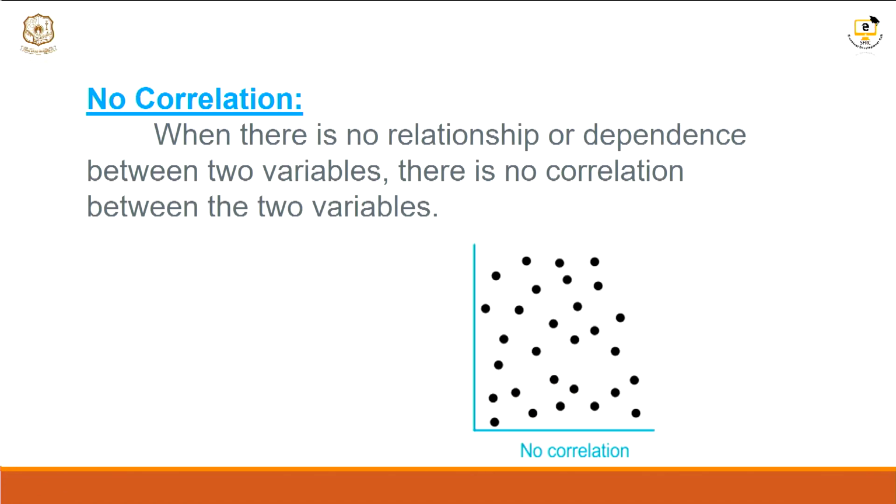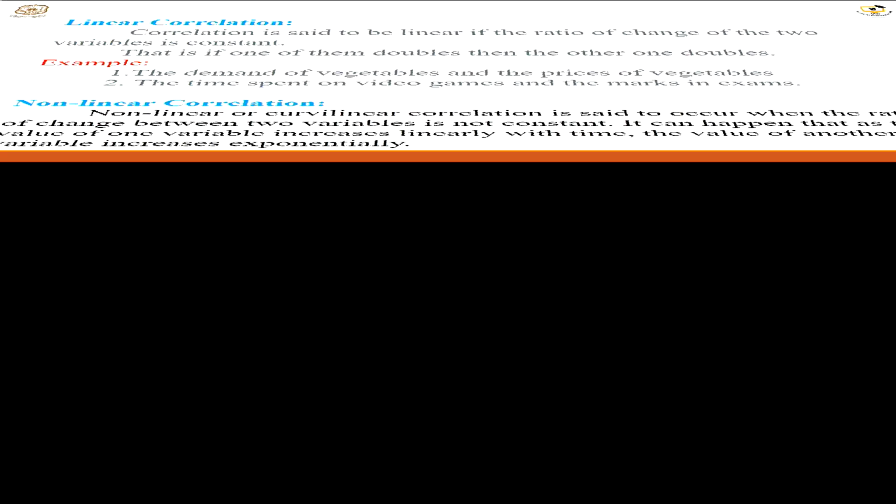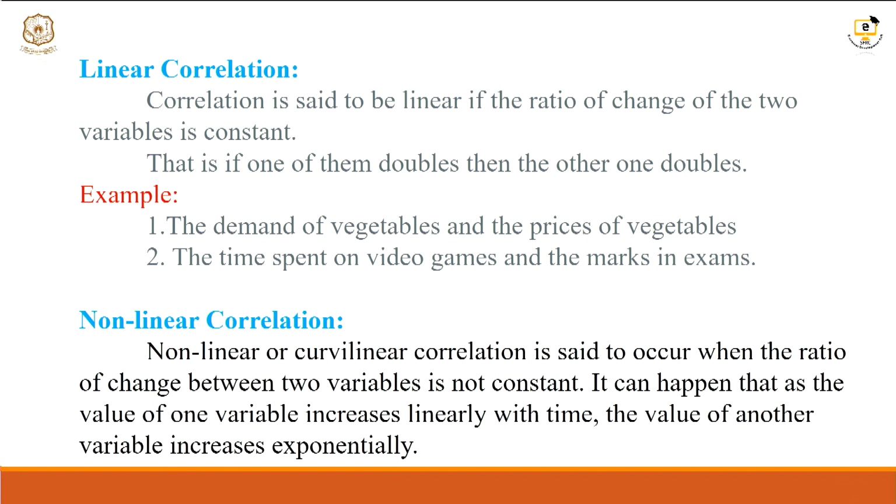The next one is no correlation. When there is no relationship or dependence between two variables, there is no correlation between the variables. Next is linear correlation. Correlation is said to be linear if the ratio of the change of the variables is constant. That is, if one doubles, then the other one also doubles. Example, the demand for vegetables and the price of vegetables. The second example is the time spent on video games and the marks in the exam.